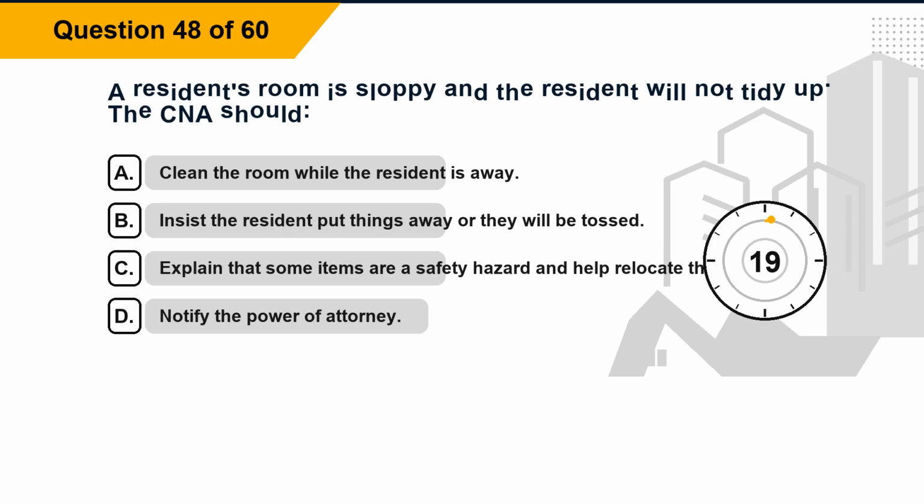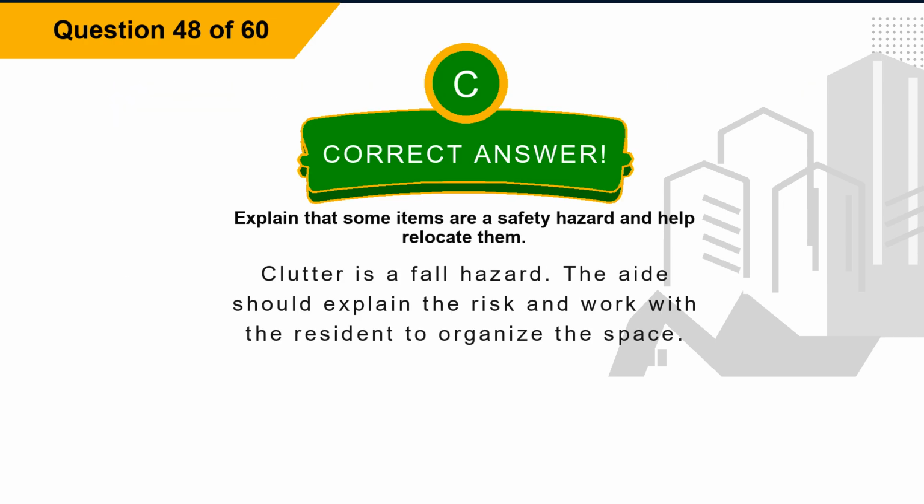Question 48. A resident's room is sloppy and the resident will not tidy up. The CNA should: Option A, clean the room while the resident is away. Option B, insist the resident put things away or they will be tossed. Option C, explain that some items are a safety hazard and help relocate them. Option D, notify the power of attorney. The correct answer is option C, explain that some items are a safety hazard and help relocate them. Explanation: clutter is a fall hazard. The aide should explain the risk and work with the resident to organize the space.